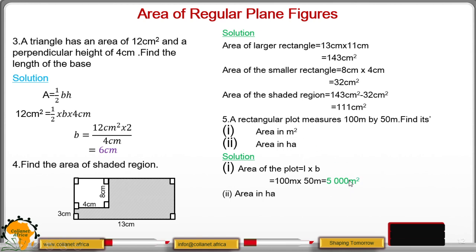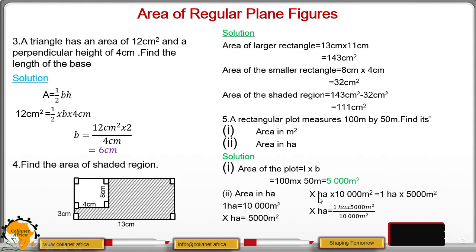Now, after getting the area in square meters, we can convert this area into hectares. We know that 1 hectare is equivalent to 10,000 square meters. How many hectares are there in 5,000? So we cross multiply. By so doing, we have x multiplied by 10,000 and 1 multiplied by 5,000. So to get the value of x, you divide through by 10,000, and the zeros will cancel out. You are left with 5 divided by 10. You get that the area in hectares is 0.5 hectares.